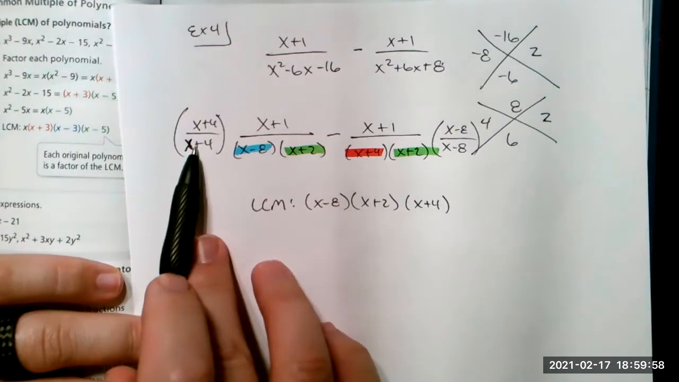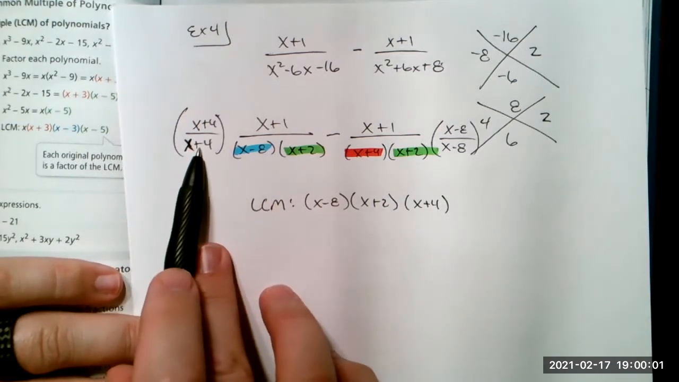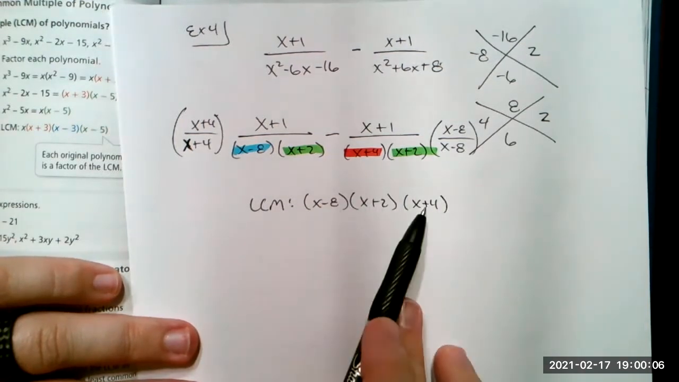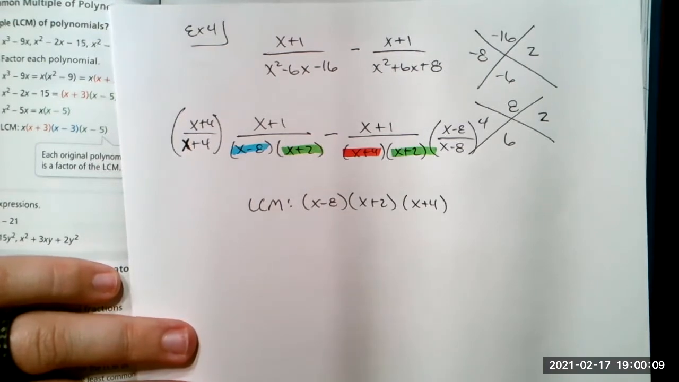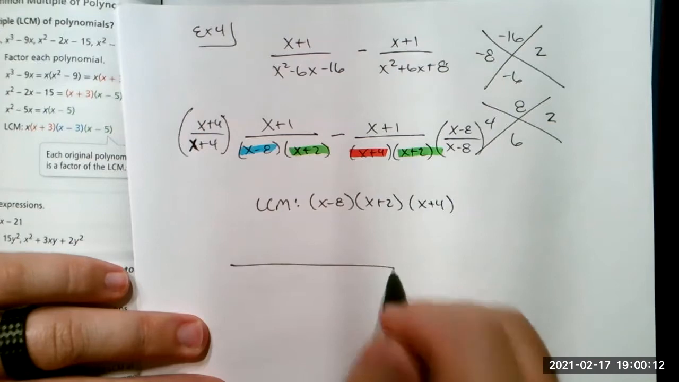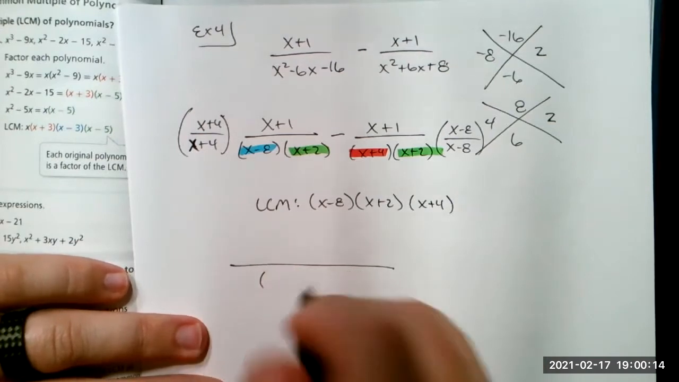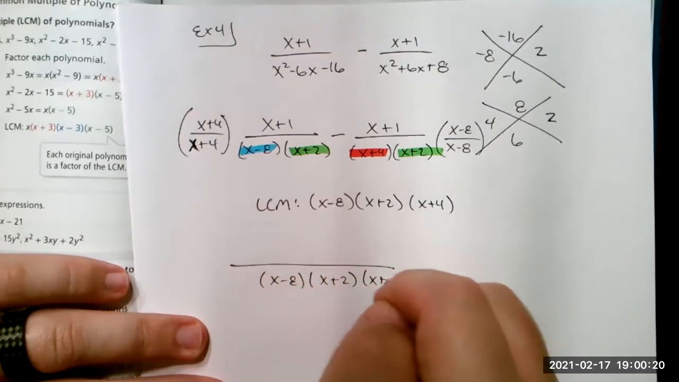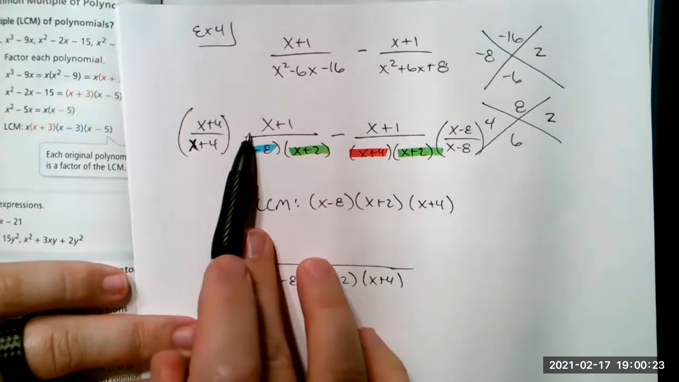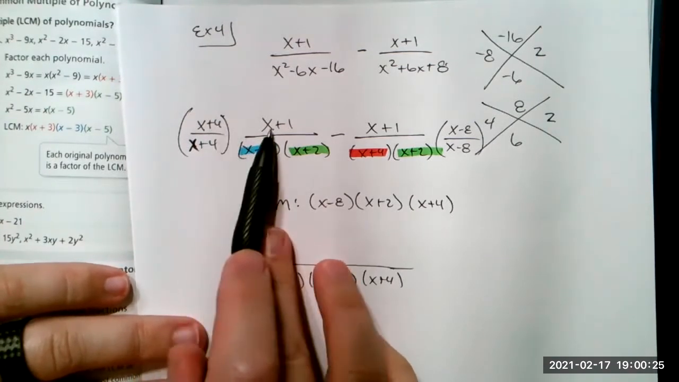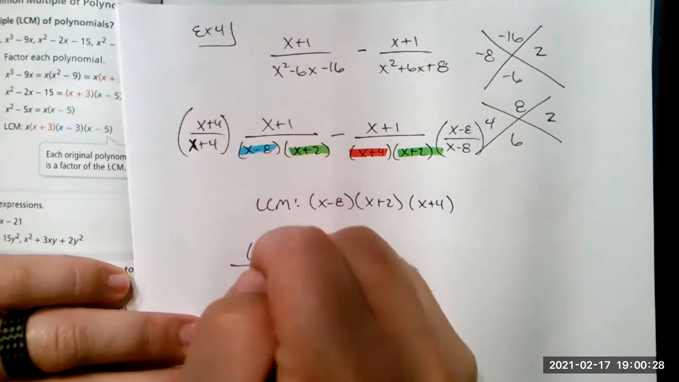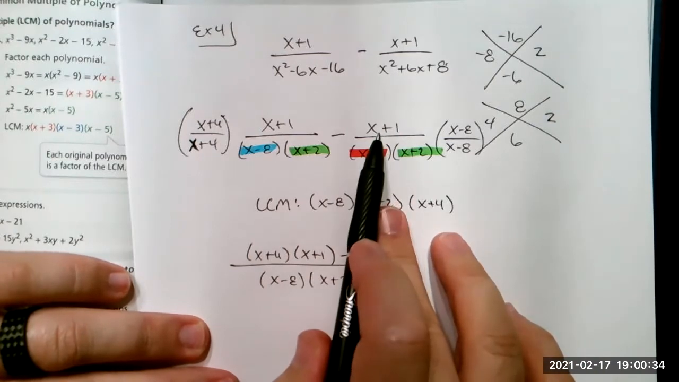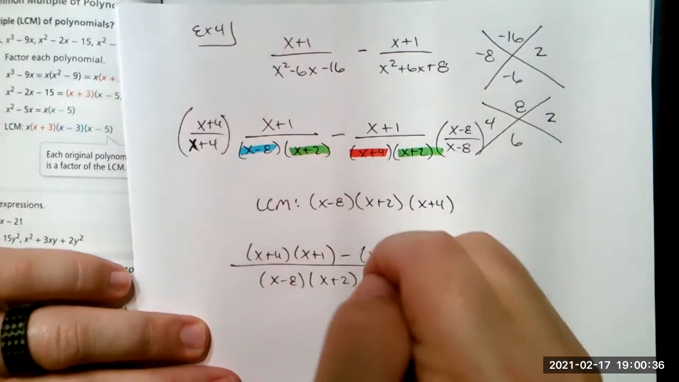Now, if you look at these, you've got the LCM. The x plus 4, x minus 8, x plus 2, they all match. So what I'll have here is my LCM, my least common multiple. The denominator is going to be x minus 8 times x plus 2 times x plus 4. The first numerator is x plus 4 times x plus 1. And then minus the second numerator, x plus 1 times x minus 8.